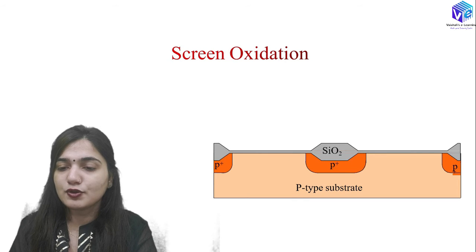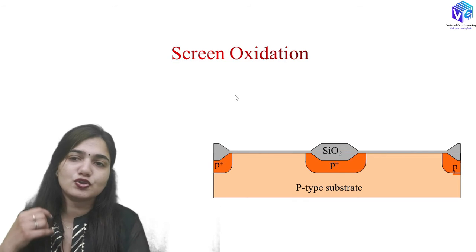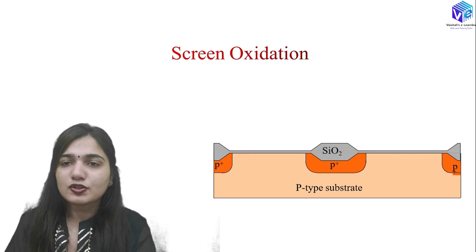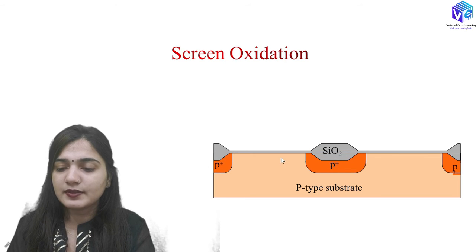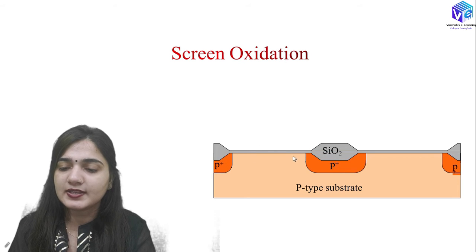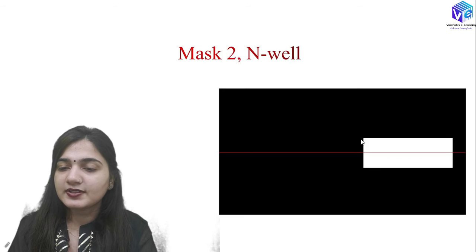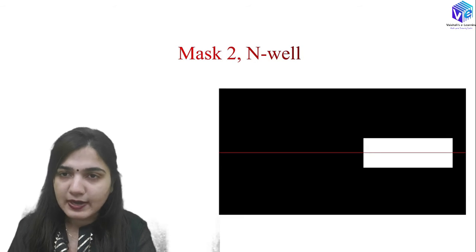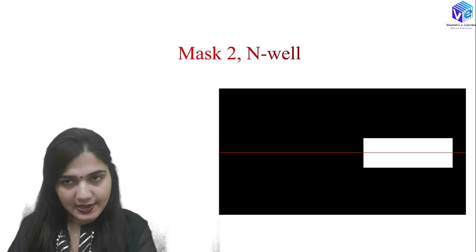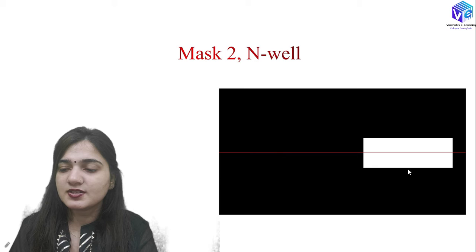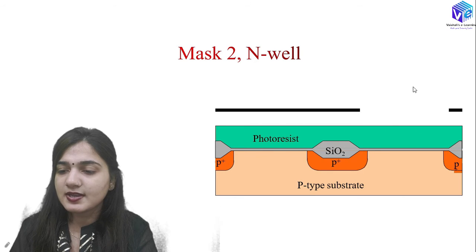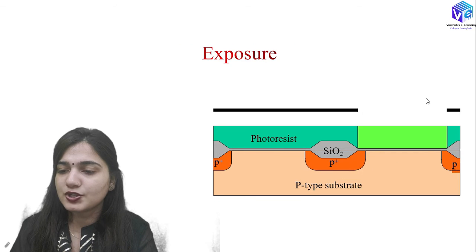Okay, so first of all we are going to make a screen oxidation layer. Again I am going to give some oxygen atoms, and the oxygen atoms will be going and reacting with the substrate over here. It is going to form a very thin screen oxidation layer. After that it is going to have a photoresist coating cycle, where we are going to coat it with the photoresist over here, right? After that we will be using the mask 2 for the N-well formation. First of all I have to form the N-well in the P type of substrate. So this is the mask for the N-well, and here you can see we can change the characteristics of the photoresist over here with the help of the exposure and the development phase.